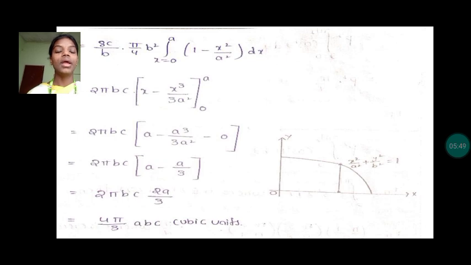So 2πbc [a − a³/3a² − 0]. Then we get 2πbc (a − a/3). A − a/3 is nothing but 2a/3. We get the answer 4π/3 abc cubic units. Thank you, madam.